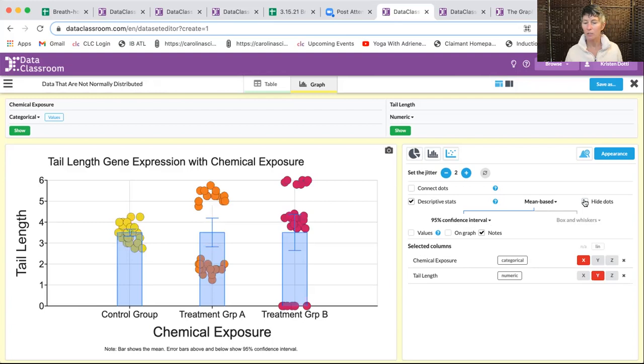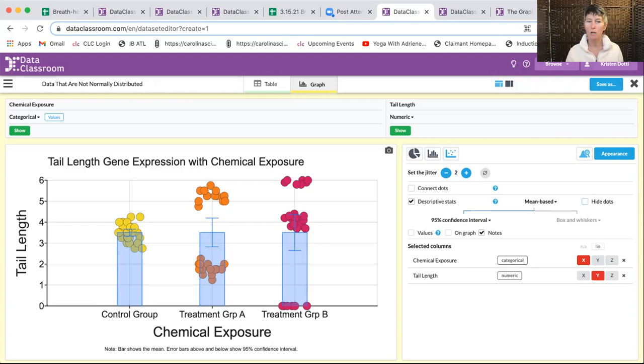So if I unhide the dots, these are the individual data points. And you can see that the individual data points for the control group are clustered very tightly around the mean. And therefore, the mean is expected to be repeated multiple times. It would still fall here. But in treatment group A, you have bimodal data. You have data where the tail length was around 2 and the tail length was around 5. But you don't have any mice or any observations of mice with a tail length that's actually in the area of the mean or in the 95% confidence interval of the mean. And so this is not a good description of the data.